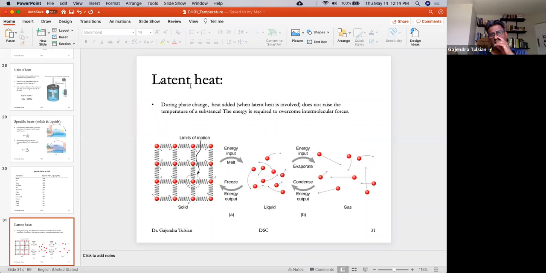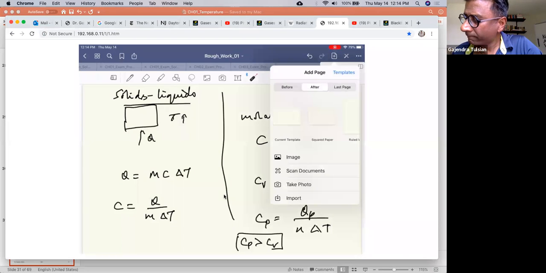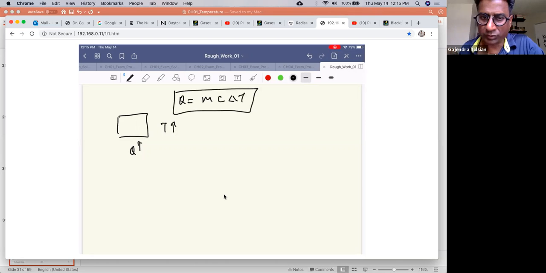Okay, so now we'll talk about latent heat. So let's go to the chalkboard. Now, normally, you add heat to an object and its temperature will rise. And that's what that formula gave you, the amount by which its temperature rose.